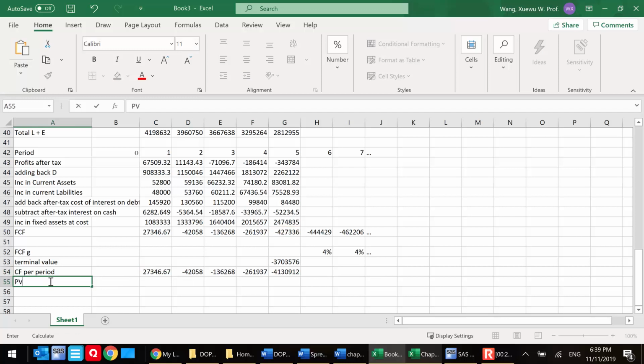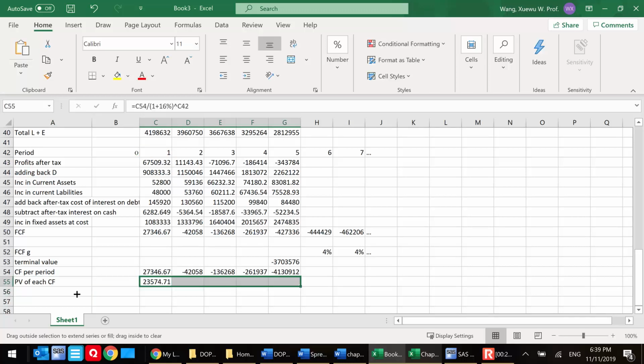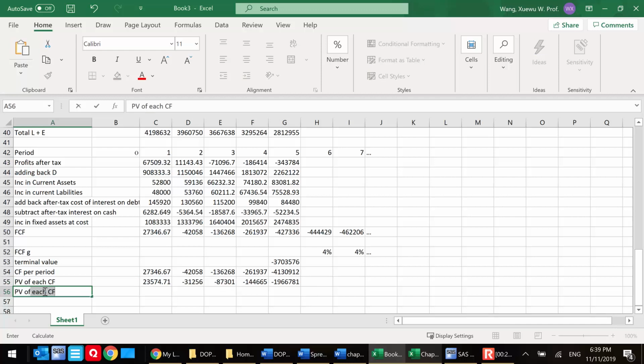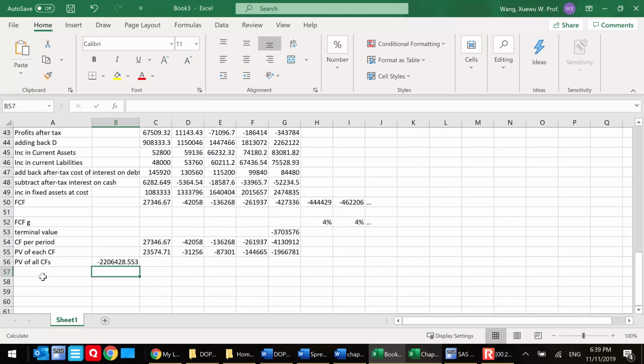And now I can actually say present value of each cash flow. So I'm going to do discounting here. 1 plus the 16% raised to the power of 1. All right, so this is back to chapter 2. And now I can actually get present value of all cash flows, which is actually the enterprise value. All right, so the summation of all this. Okay, so it is that negative number there.